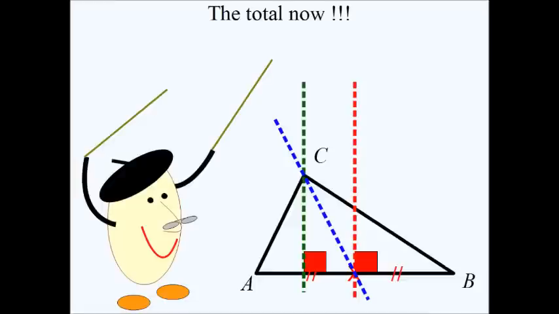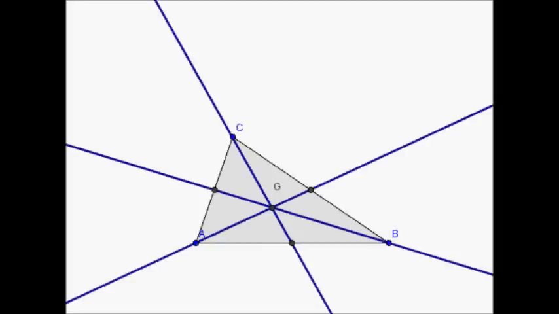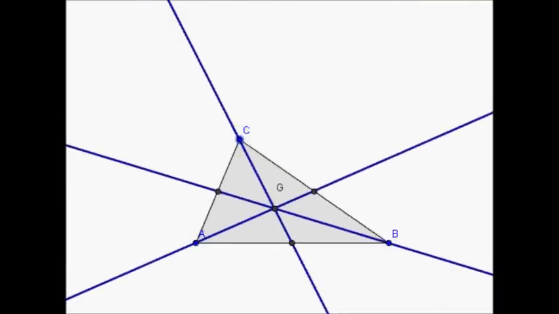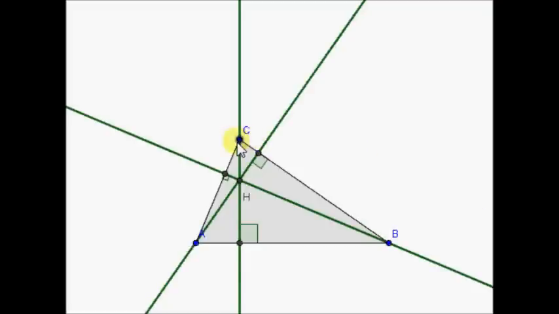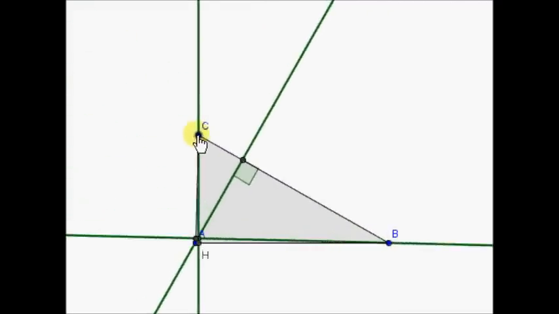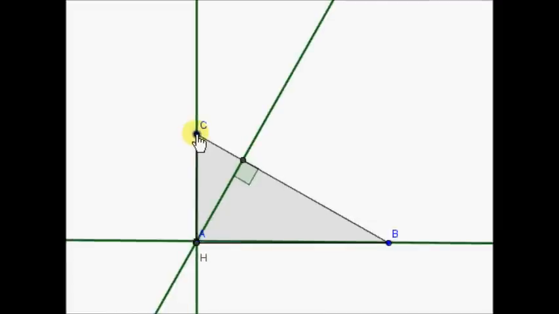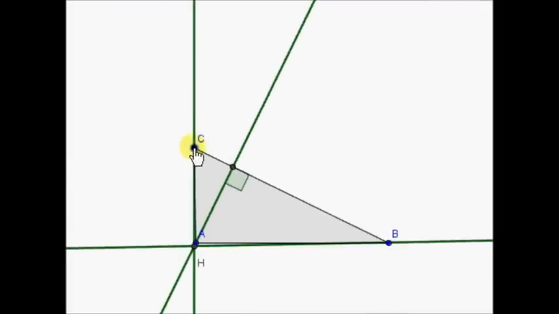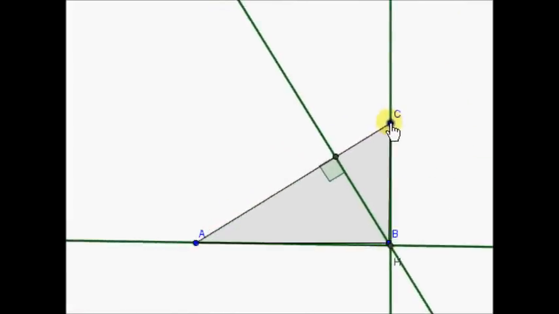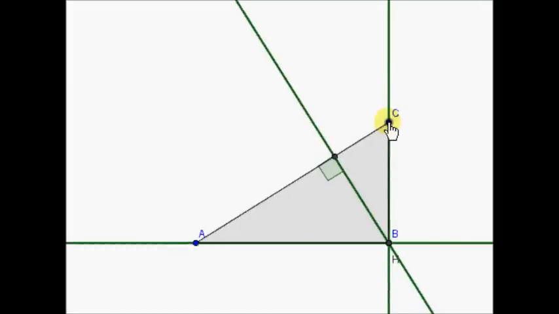The total now. To summarize now, the triangle ABC and its three medians with the centroid, the crossing point of the three medians. Now, the three heights with the orthocenter, the crossing point of the three heights. Observe that when you have a right angle triangle, the orthocenter is the vertex of the right angle. Here, for example, there or here. You see the vertex B and the orthocenter.